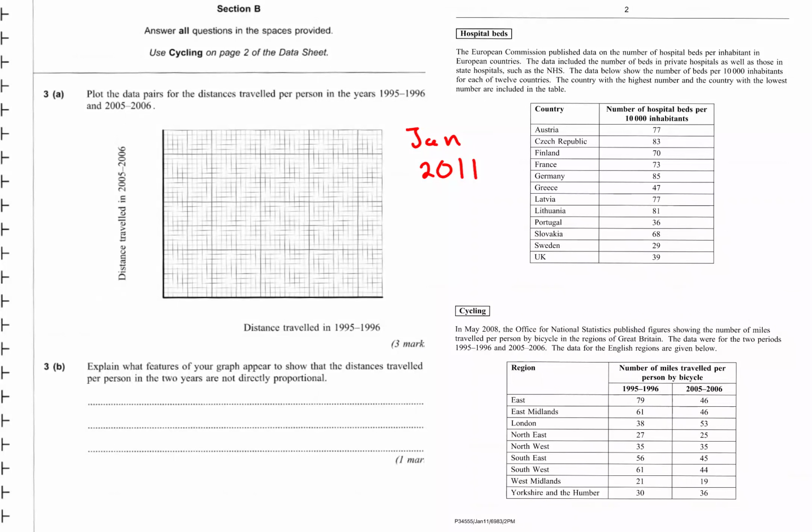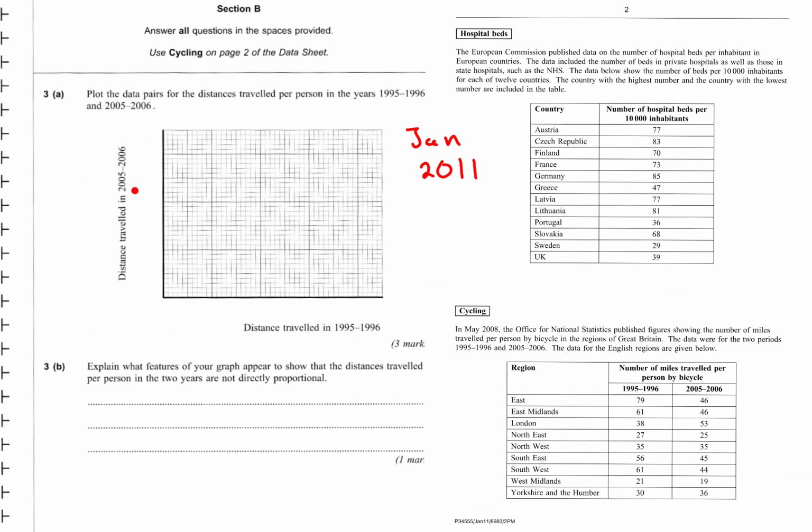So now I'm going to plot my points. I apologize for the quality of this graph. Obviously on your exam paper it will be a lot clearer. So the first thing I do, I'm going to look at my 2005, 2006. So I've got 46 and 79. That's what it means by plot the data pairs. So I'm plotting 46 and 79.